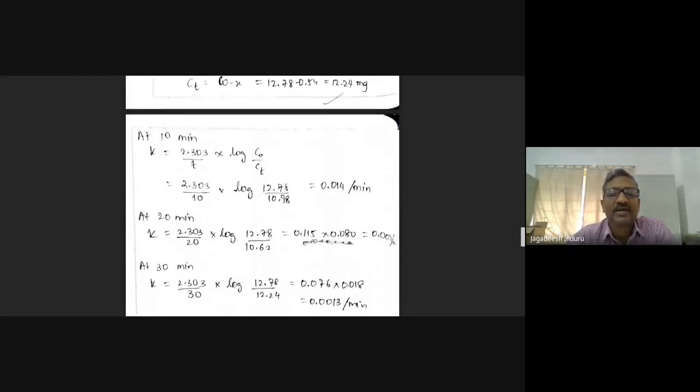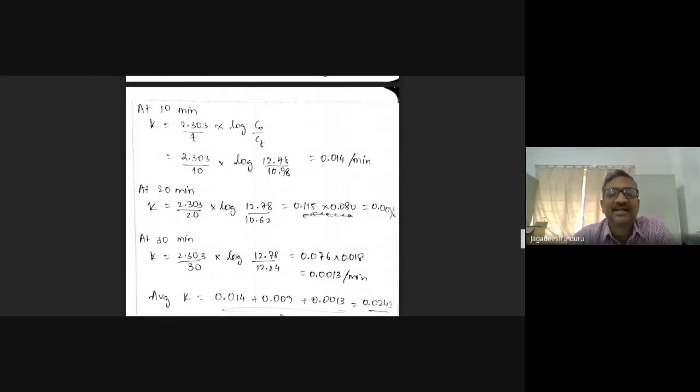When we are giving C0 and Ct, and if it is zero, first or second order, how you get the values, all these things we will learn. But at present, we are calculating only first order because aspirin degradation is following first order kinetics. So this is giving 0.14 at 20 minutes. The degradation is 0.09 and at 30 minutes 0.013 per minute.